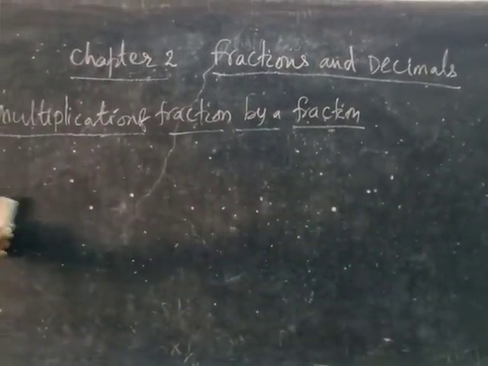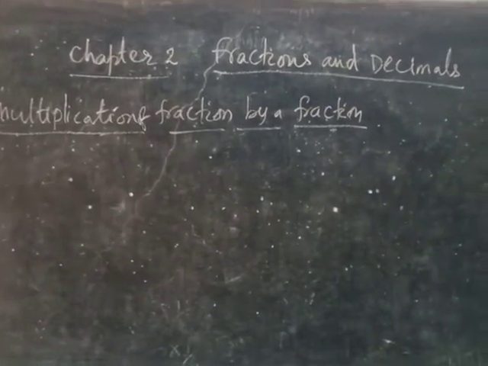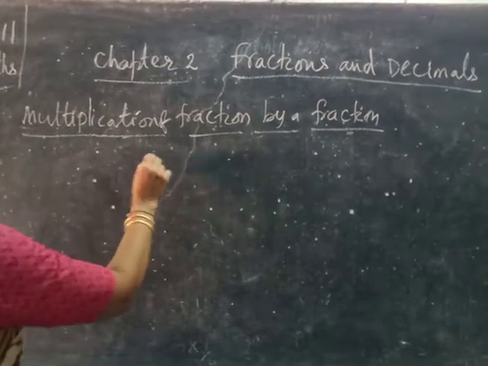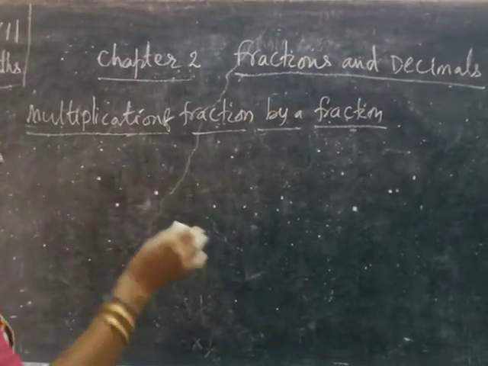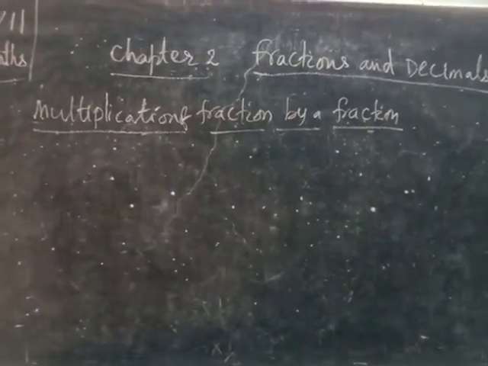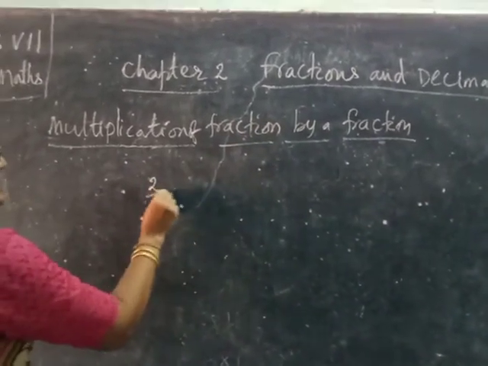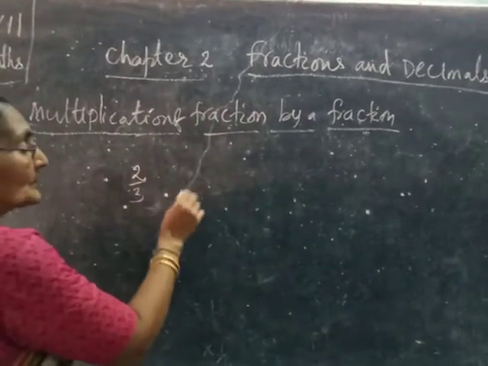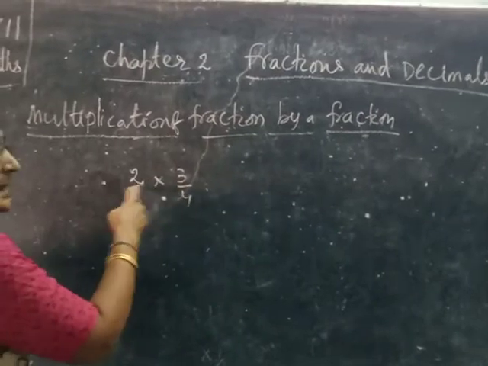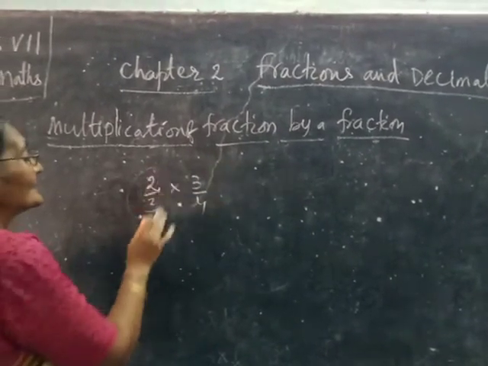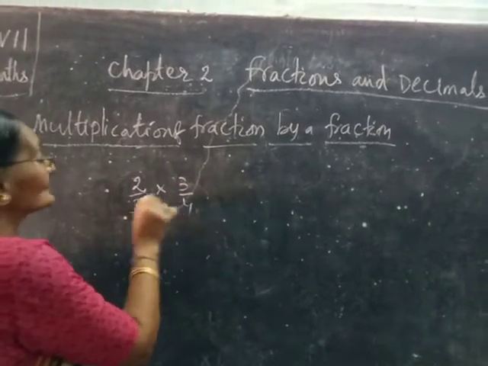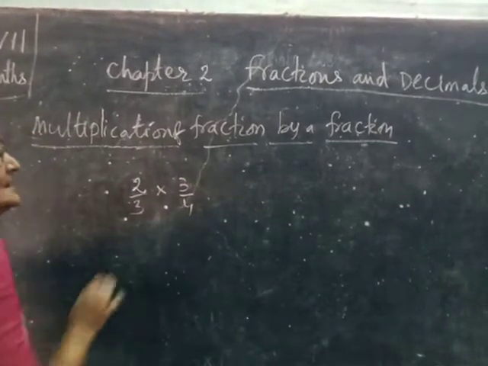Next, how will you multiply a fraction by a fraction? Fraction by fraction means numerator into numerator, denominator into denominator. That is the formula. If you multiply two proper fractions, suppose 2 by 3 and 3 by 4, these two are proper fractions. What is a proper fraction? The numerator is less than the denominator. So these two fractions are proper fractions.